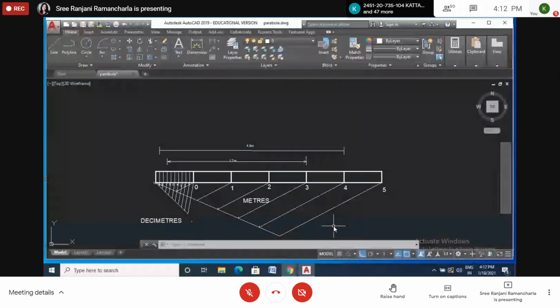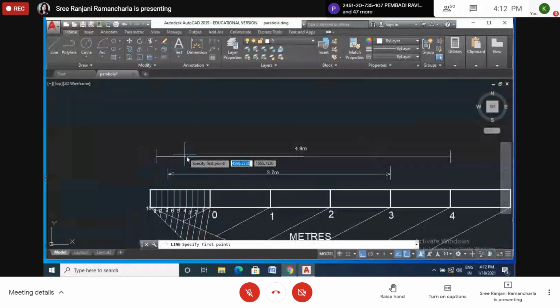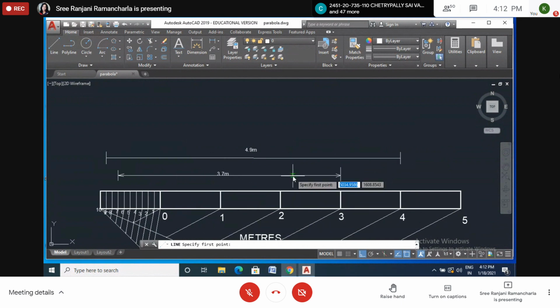One more question I want to ask you. So how much maximum length you can show here in this? 6 meters. Now my question is, you want to show me 6.3. How will you show that?